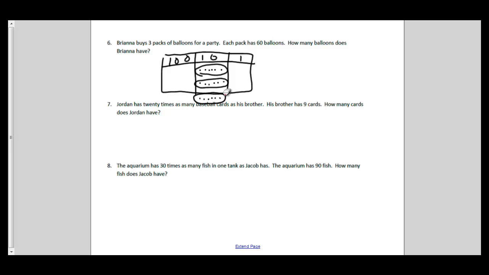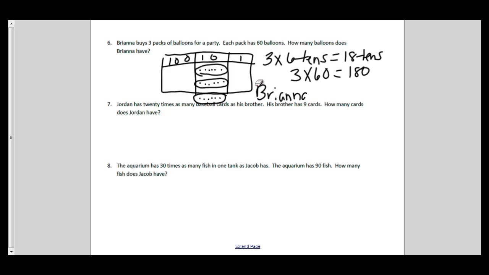Hopefully yours did. So see if you can write a number sentence for this and then come back. Hopefully you said 3 times 6 tens equals 18 tens, which is 3 times 60 equals 180. So now we can write our sentence. We can say Brianna has 180 balloons. See if you can do number 7 by yourself and then come back.